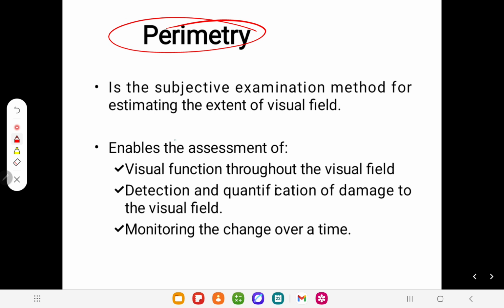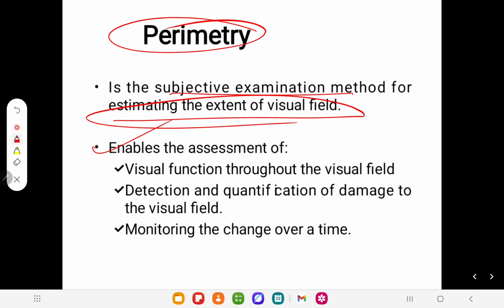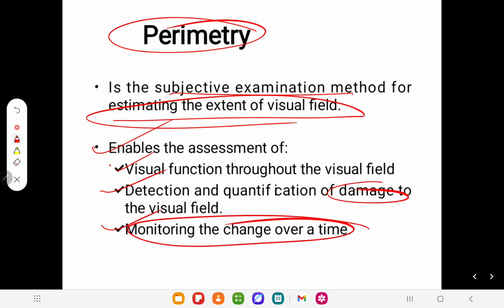Perimetry, just to remind, is a subjective examination, not objective. It estimates the extent of the visual field. And I have already told you three things: visual functions throughout the visual field. It enables detection and quantifying of damage in the visual field, and monitoring change over time, as I have discussed earlier.